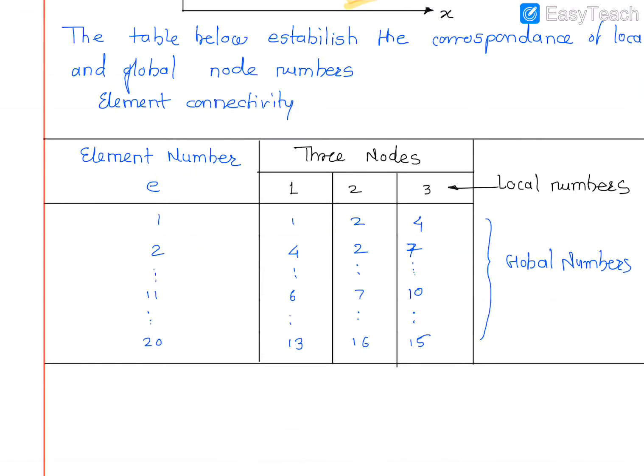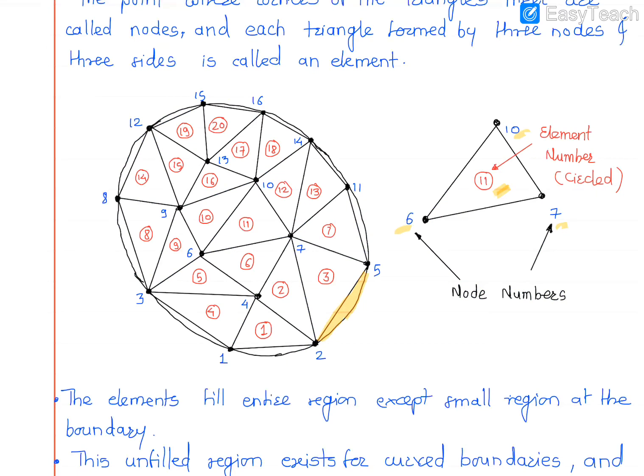We can have an element connectivity table like this: element number E1 has 3 nodes 1, 2 and 4 connected together. Now to understand this, we will see the previous figure. So from this figure you will understand how the element connectivity table is prepared. Like for element number 1 we have node numbers 1, 2 and 4. Similarly for element number 2 we have the node numbers 2, 4, 7.